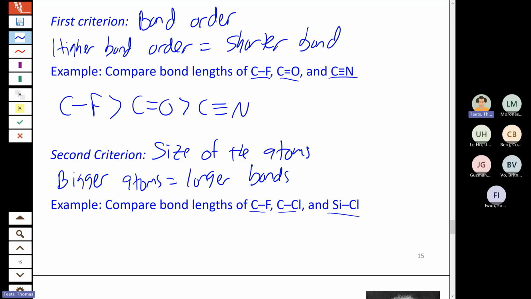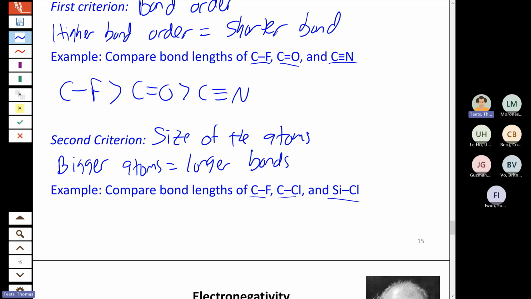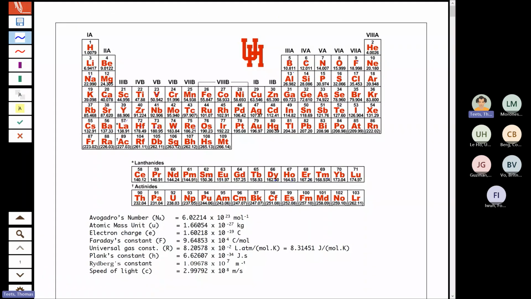So if we compare these three here, C-F, C-Cl, and Si-Cl, you want to compare them two at a time and look at things that are in common between them. So if we compare the first two, C-F and C-Cl, they both have carbon, and in one of them carbon is bonded to fluorine, and in the other carbon is bonded to chlorine. So if we compare those two, let's go to the periodic table. We would find that fluorine is here, number 9. Chlorine is right below it, number 17.